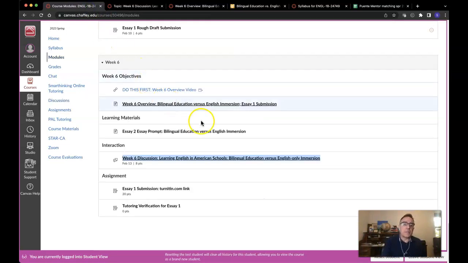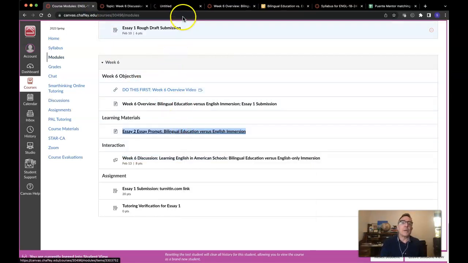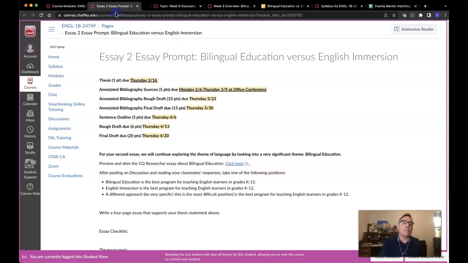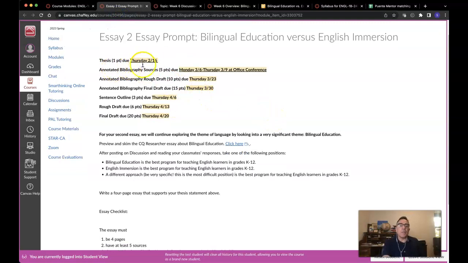Coming up next, we'll talk about the essay prompt, bilingual education versus English immersion. Now, if you notice here at the top, I've given you a timeline of what is due when. Notice we've got a lot of extra steps on this one. This is going to be our large project for the semester. And I'm putting it in the middle instead of the end.